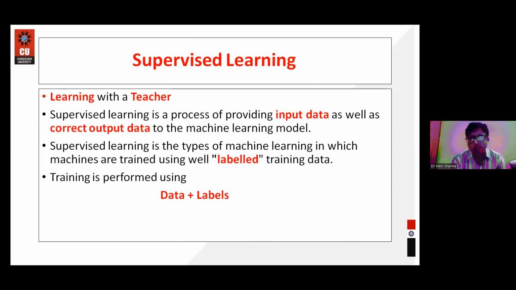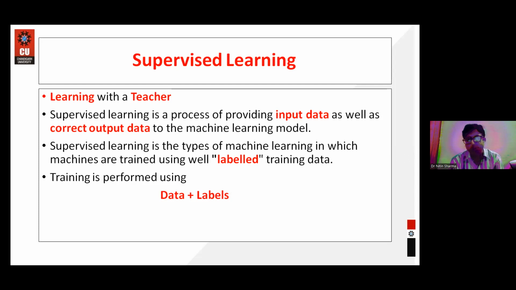In supervised learning, we give the input data as well as the correct output data that the machine model must give. We provide that to the machine during the learning process. That means once the machine has learned, it can be used for applications in real life. At that time, we give input and automatically it will give the output, right? So the training is performed using data plus labels, where the label is the desired output.